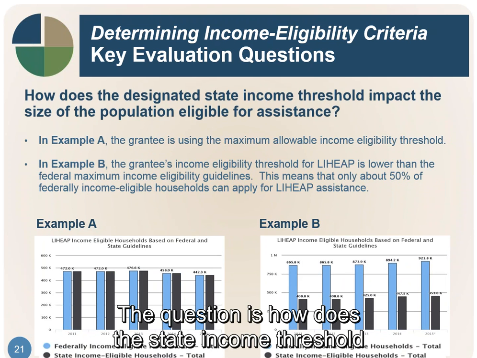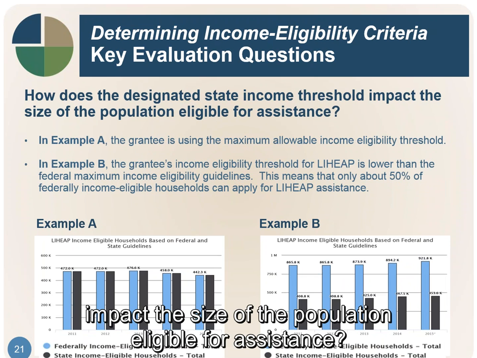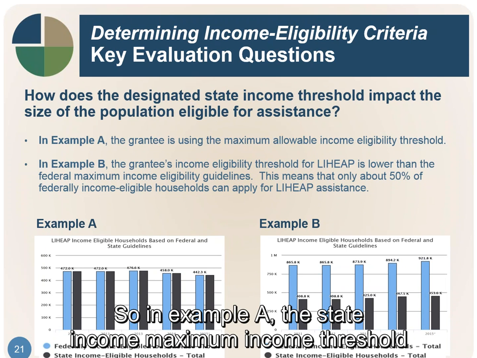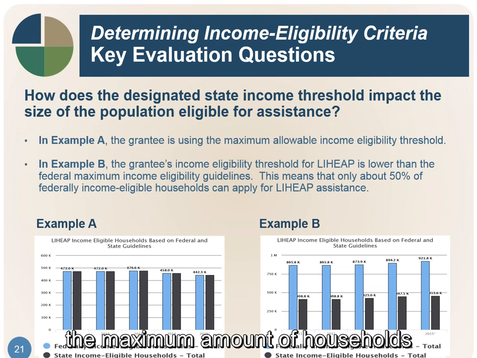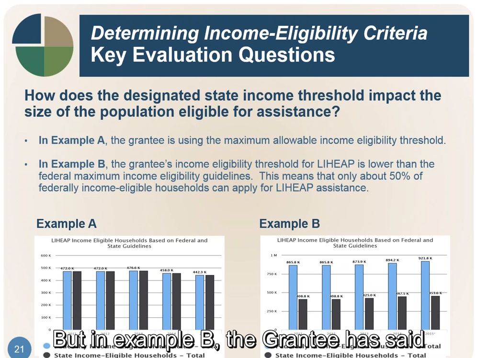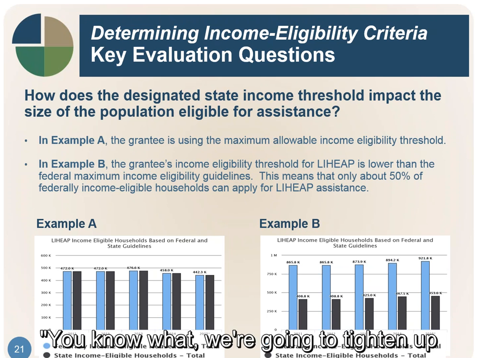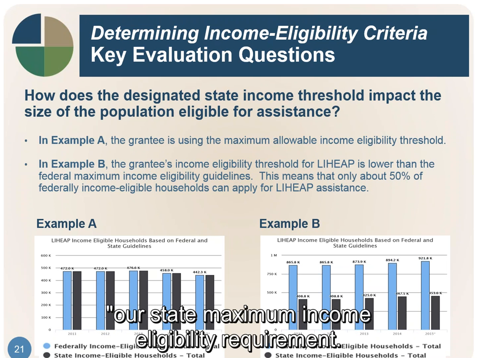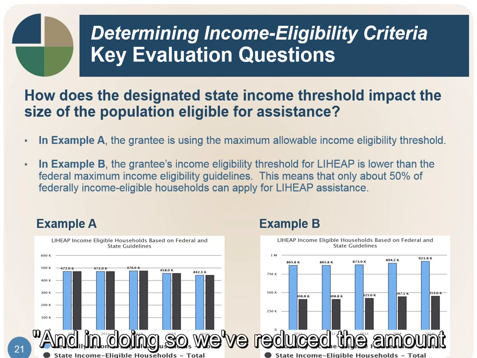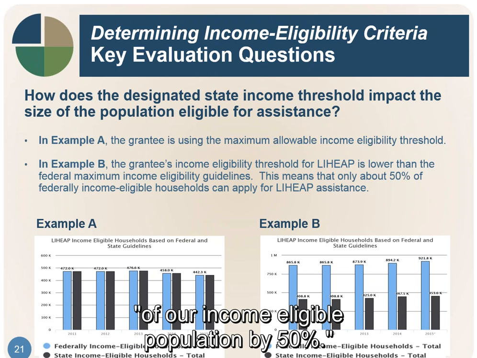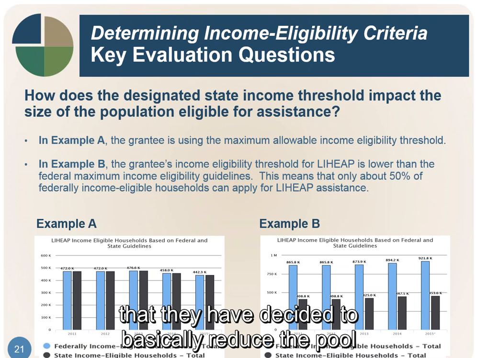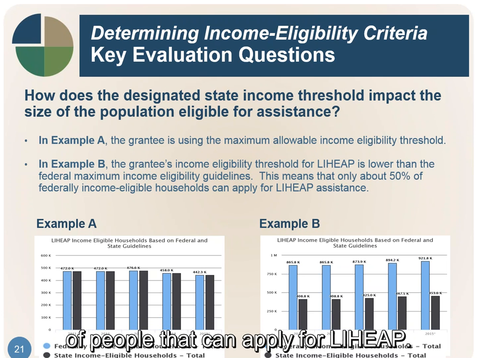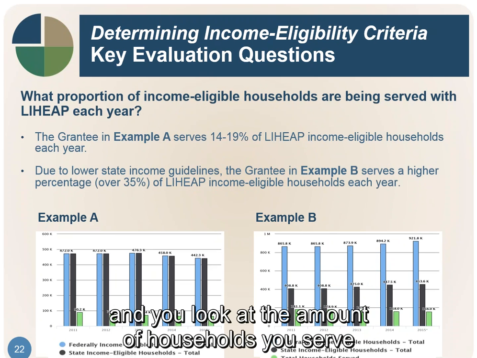If you go to the next slide, the question is, how does the state income threshold impact the size of the population eligible for assistance? In example A, the state maximum income threshold or eligibility requirement is the same as the federal, so you see the maximum number of households eligible for LIHEAP assistance. But in example B, the grantee has said, we're going to tighten up our state maximum income eligibility requirement, and in doing so we've reduced our income eligible population by 50%. They have decided to reduce the pool of people that can apply for LIHEAP.